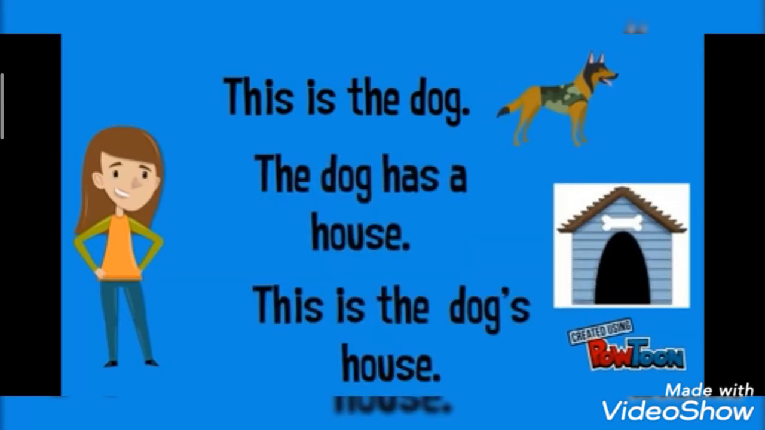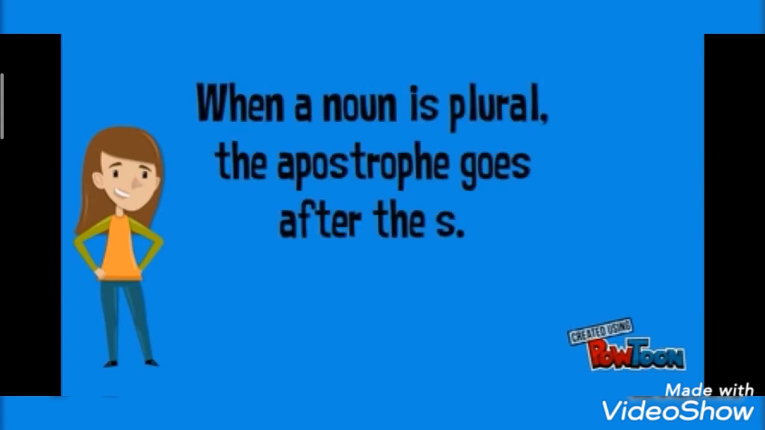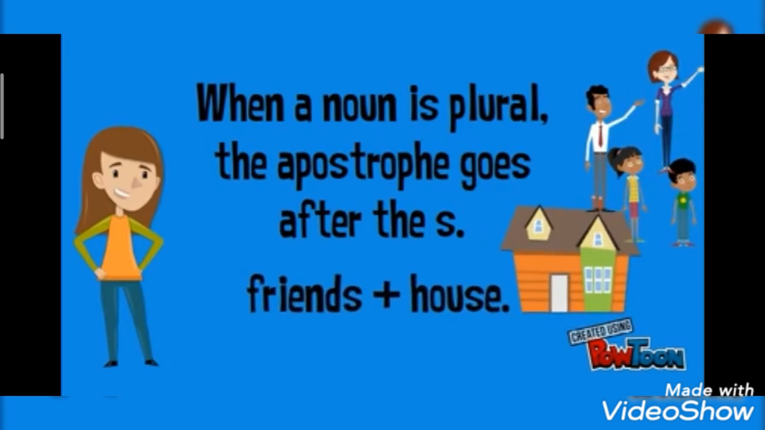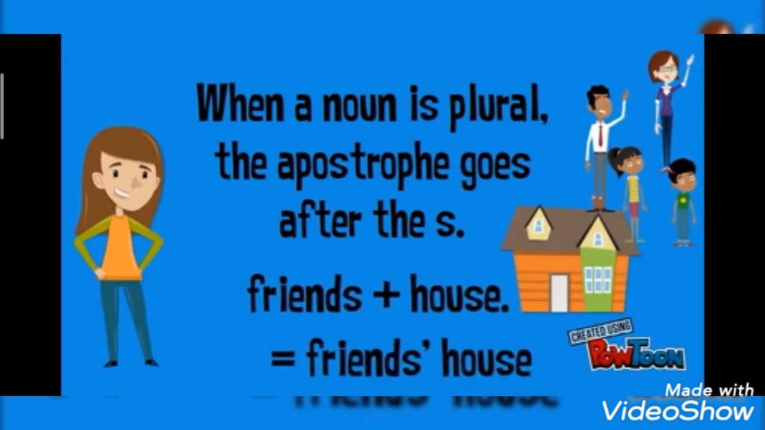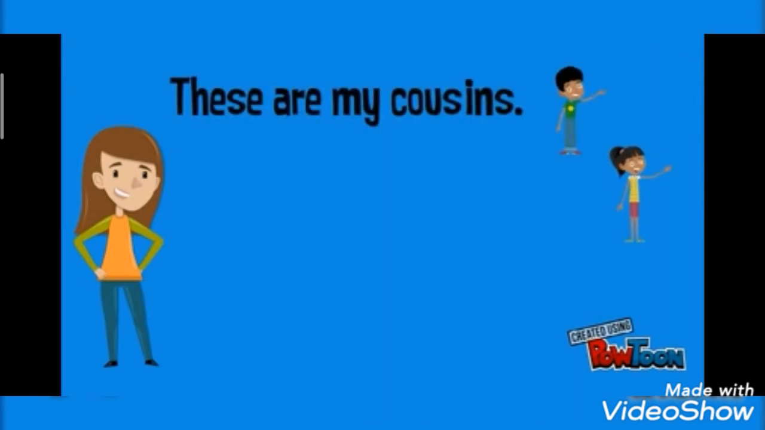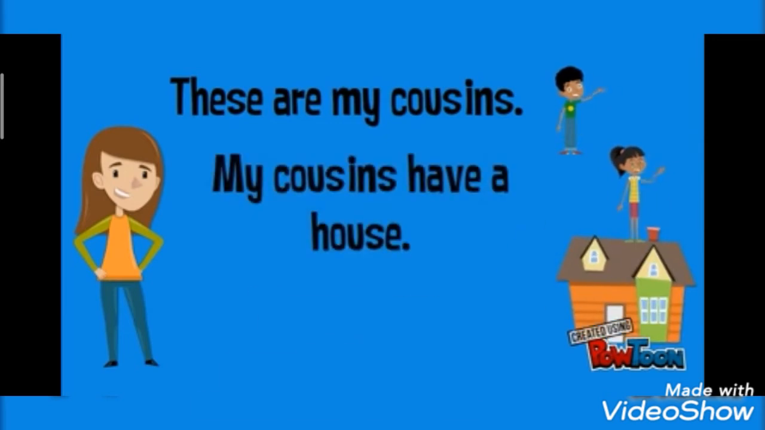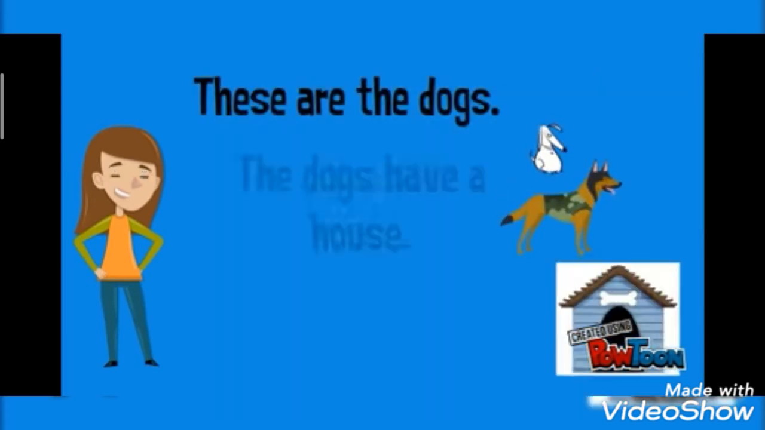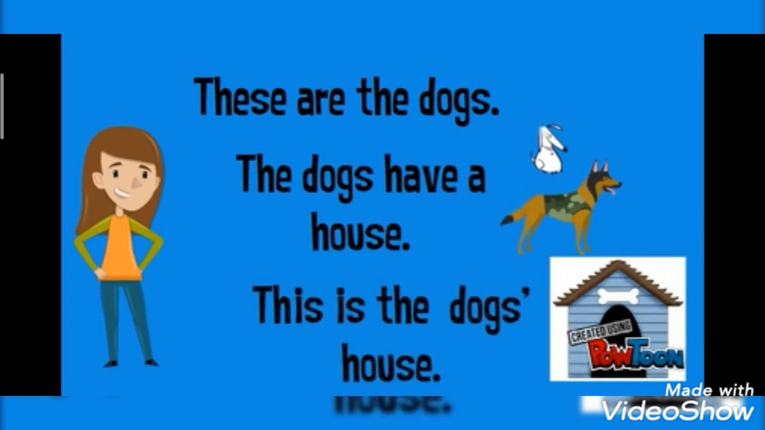This is the dog. The dog has a house. This is the dog's house. When a noun is plural, the apostrophe goes after the s. Friends plus house equals friends' house. These are my cousins. My cousins have a house. There is my cousins' house. They both live there. These are the dogs. The dogs have a house. This is the dogs' house.